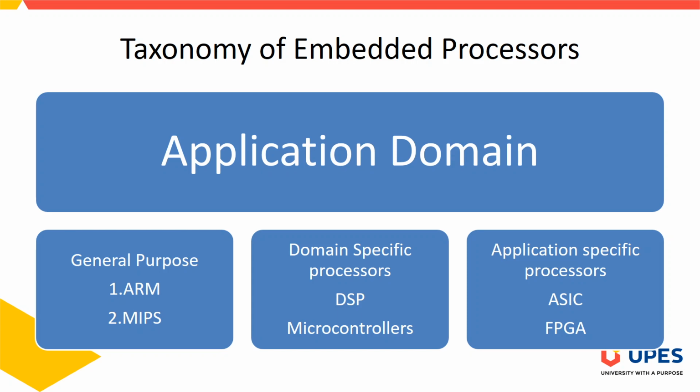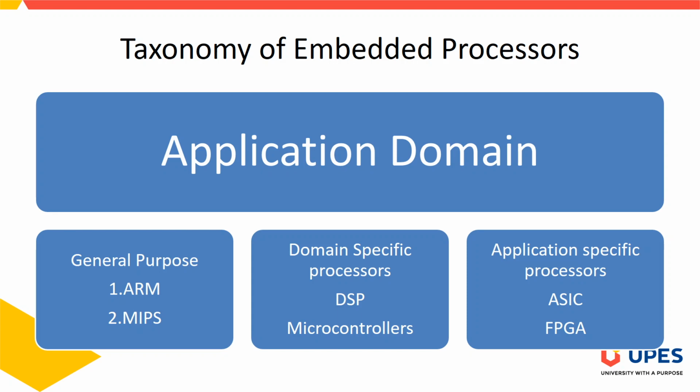You can see that the ARM Cortex series is used in your mobile phone, and your mobile phone supports a variety of applications. That means you can do web browsing, sensor data reading, or have a gaming experience. So this is a type of general purpose embedded processor. Now talking about domain specific processors, we have DSP and microcontroller. DSP is your digital signal processor, and microcontrollers are also application domain specific.